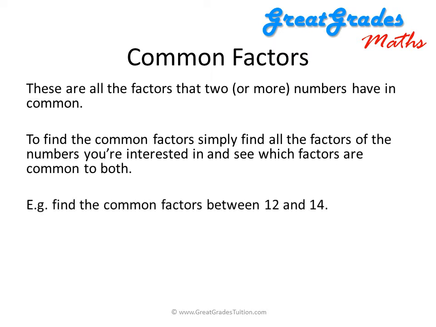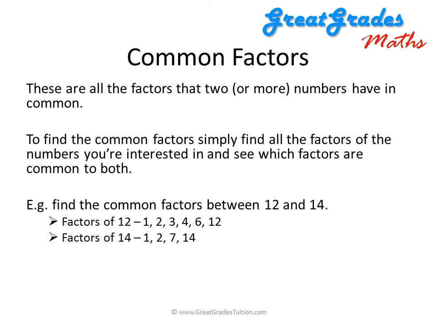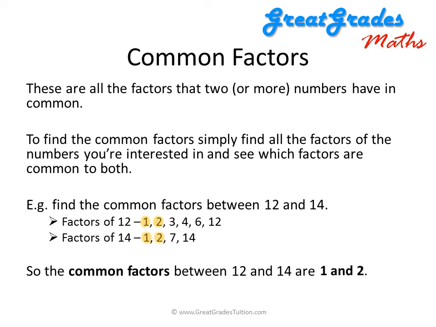So for instance, let's try to find the common factors between 12 and 14. So what we have to do is find the factors of 12, then the factors of 14, and see which ones they both have in common. So the factors of 12, well, they are 1, 2, 3, 4, 6, and 12. The factors of 14, well, they are 1, 2, 7, and 14. So the common factors between 12 and 14 are 1 and 2.